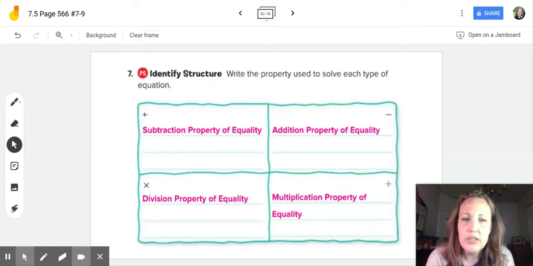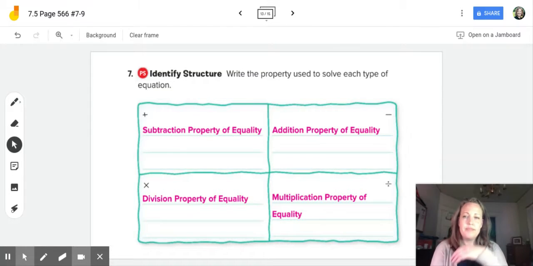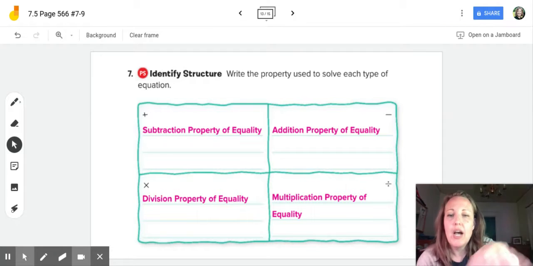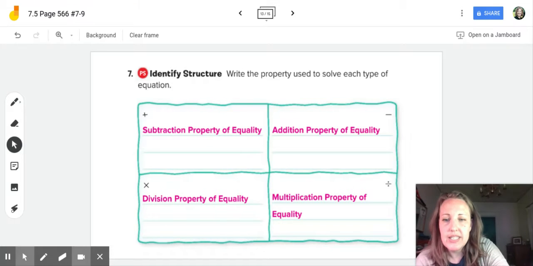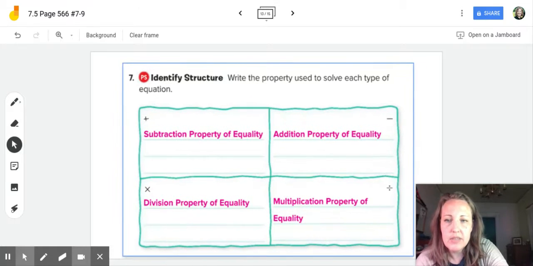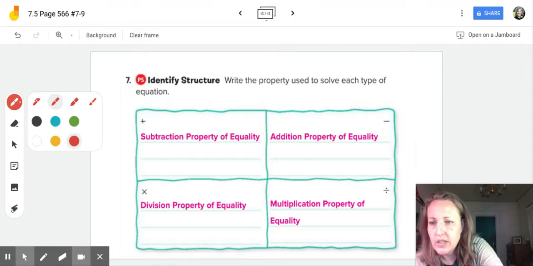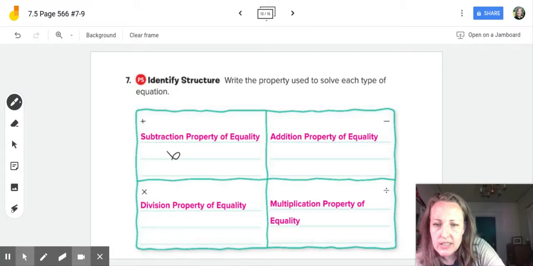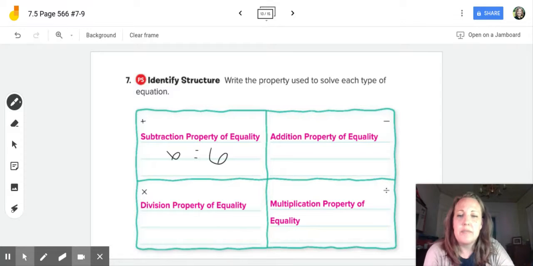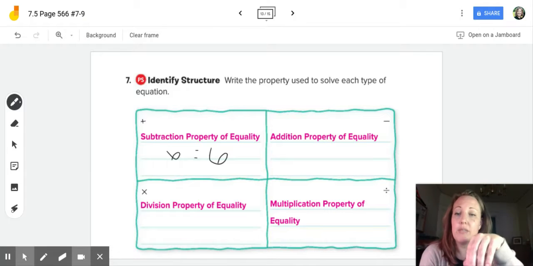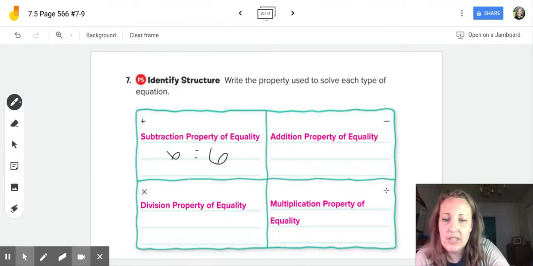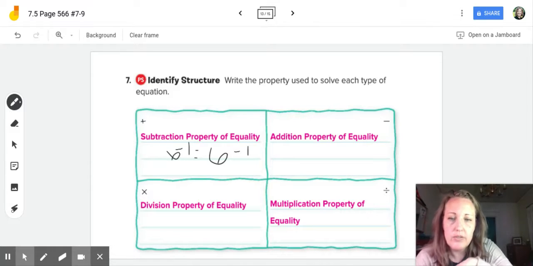Write the property used to solve each type of equation. If it's an addition equation, I undo addition with subtraction. That's the inverse, right? If it says 6 is equal to 6, that's an equation, right? Then if I subtract from one side, I must do the same thing to the other. So 6 minus 1 is equal to 6 minus 1, right?